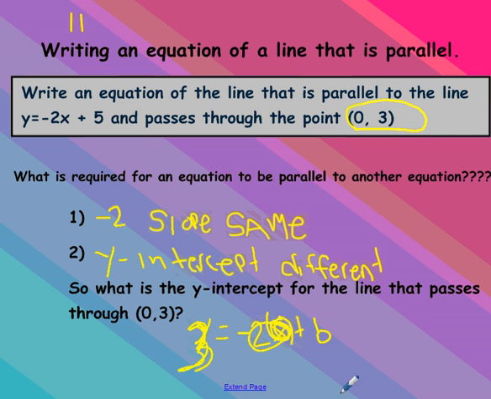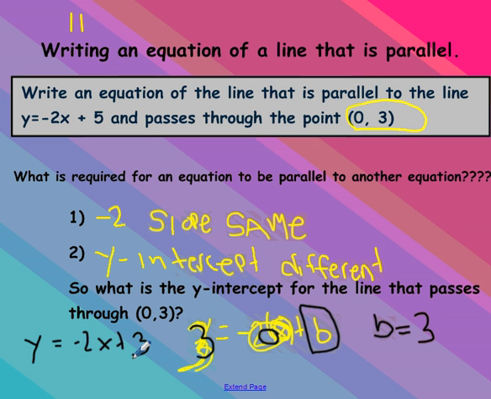Let me change colors so you can see it easier. This becomes a 0. They told me y is 3. I now really get b equals 3. What is b also known as? The y-intercept. So I have y equals -2x plus 3.